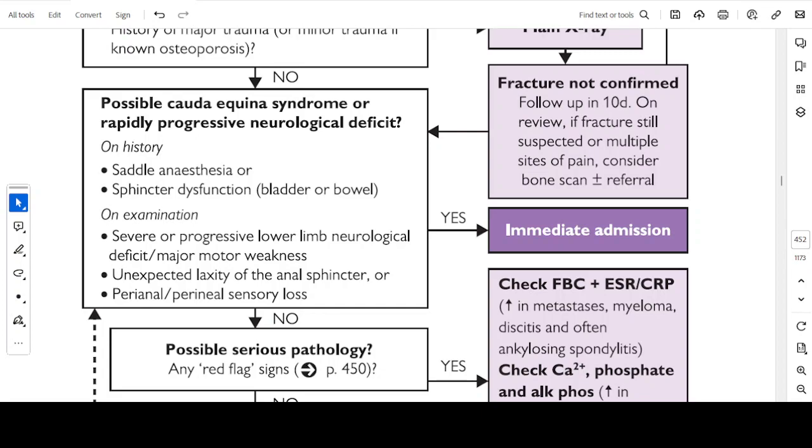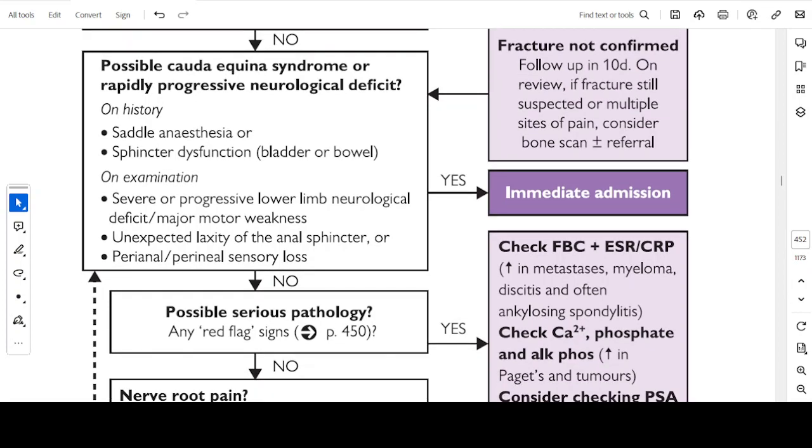History: is there any saddle anesthesia or sphincter dysfunction, bladder or bowel dysfunction? On examination, severe or progressive lower limb neurological deficit or major motor weakness, unexpected laxity of the anal sphincter, or perianal or perineal sensory loss. If it is yes, then immediate admission. So if cauda equina syndrome or rapidly progressive neurological deficit is present, you immediately admit the patient.